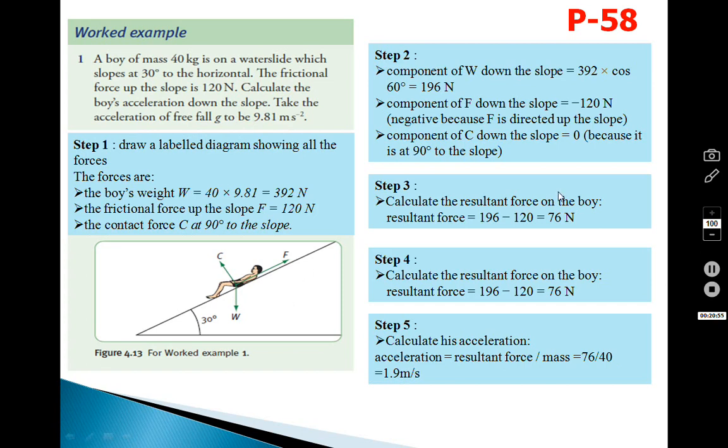Okay, so as we can see here in this figure, there are three forces acting on the boy: the contact force, the weight, and the friction. He will accelerate down, so the motion is down, with angle theta equal to 30 degrees with the ground.